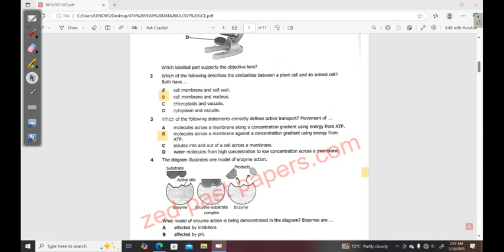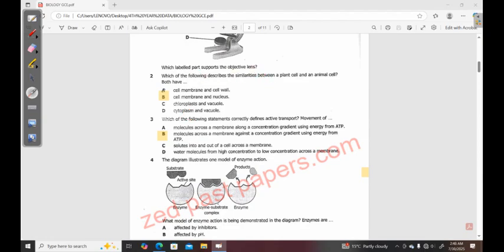Question 2. Which of the following describes the similarities between a plant cell and an animal cell? A, cell membrane and cell wall. This is false. Cell wall is found in the plant cell and not the animal cell. B, cell membrane and nucleus. This is true. They both have these organelles. C, chloroplast and vacuole. This is very limited to the plant cell. D, cytoplasm and the vacuole. Though these are in both, they're not very distinct to say, oh, these are similarities.